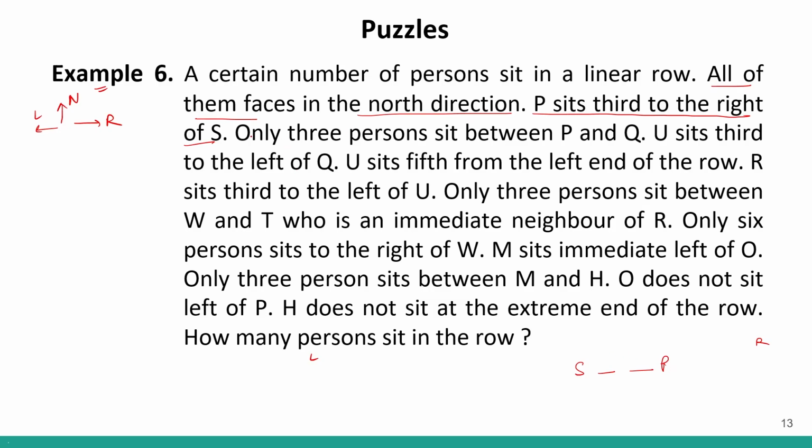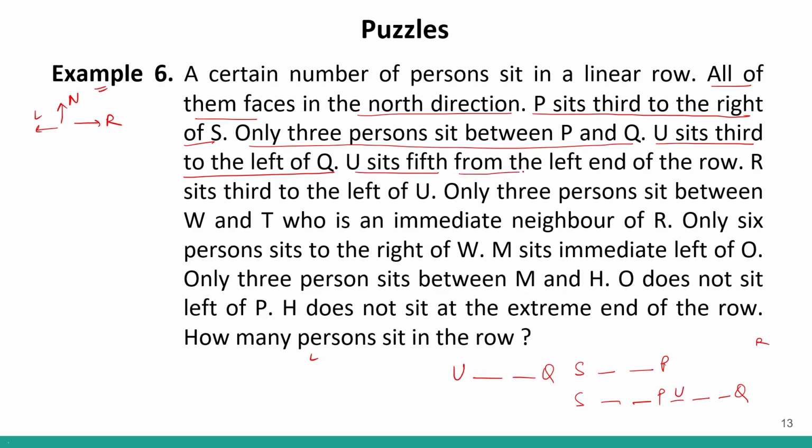Now it is given to us that only 3 persons sit between P and Q. Now I can get 2 possibilities. The first possibility is 1, 2, 3 and I have Q over here. The second possibility is 1, 2, 3 persons and Q over here. U sits third to the left of Q. So third to the left means 1, 2, U can be here or 1, 2, U can be here. We are taking 2 possibilities.